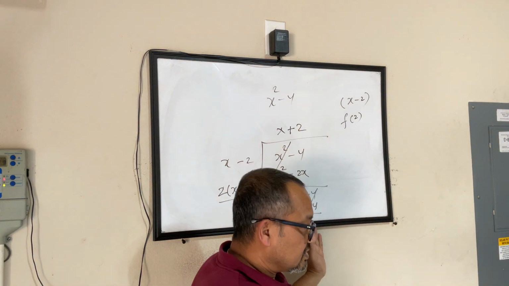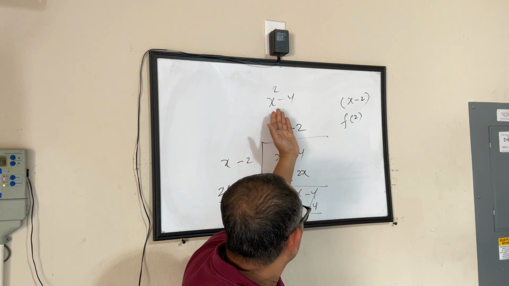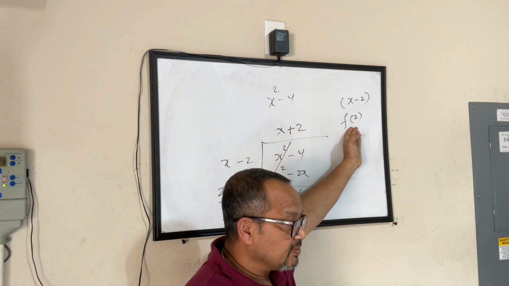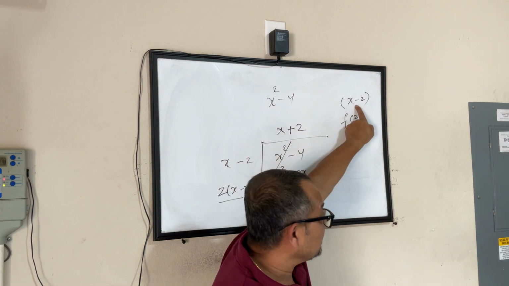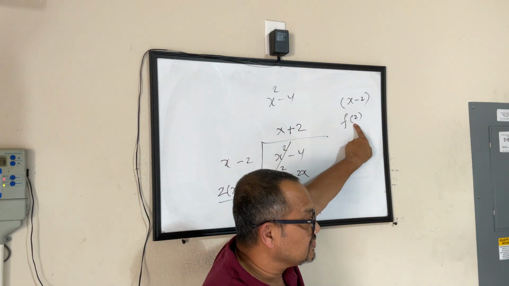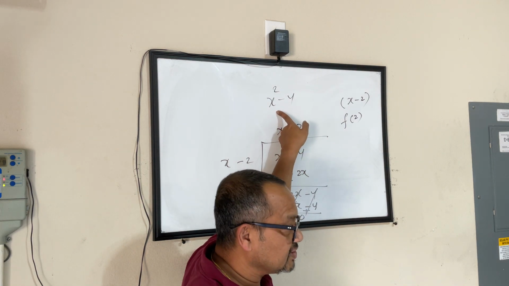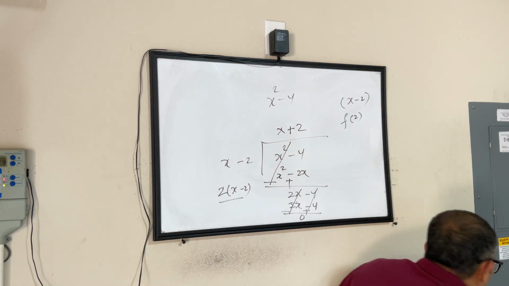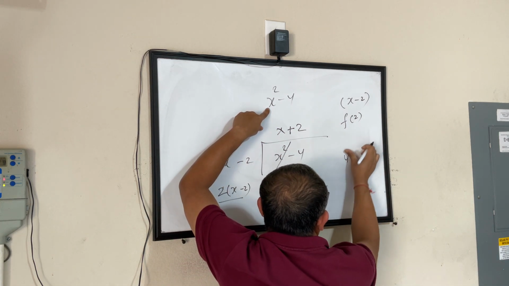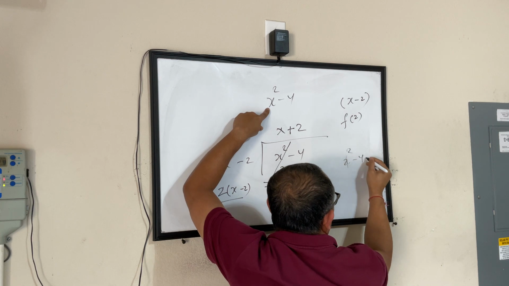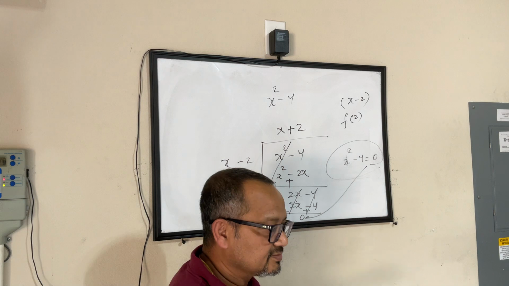I got a 0 remainder. That means if I go back to the polynomial remainder theorem, it says if I'm dividing this whole thing by this, my remainder has to be f of 2. Is my f of 2 0? Let's put the value here. We saw that f of 2 is 2 squared minus 4, which is nothing but 0. So this applies.